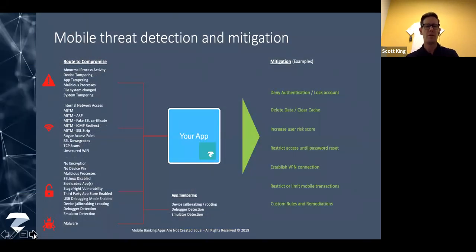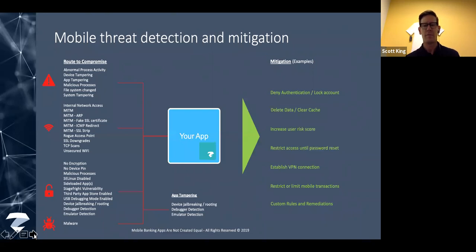So what can you do? If you look on the left-hand side, what we're monitoring for in the operating system is how attackers are going to surveil or take advantage of your mobile app. What we're looking for is network traffic. We're looking for malicious activities on your system, right?